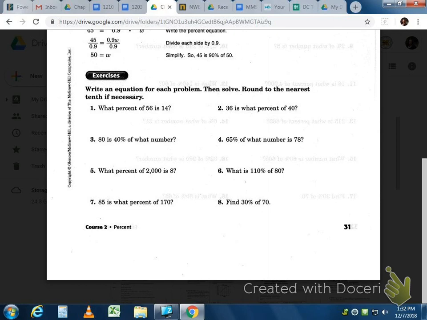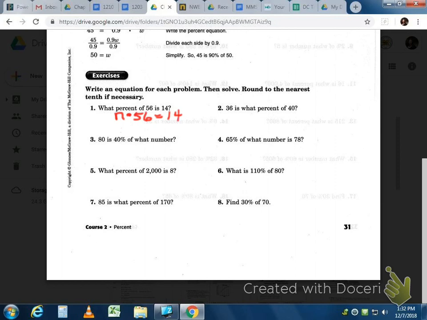So number 1, it says what percent. So I see what. What does it tell us in my little list of 4? What do you put for what? N. What about of? Times. So you can put a dot or a parenthesis. 56, because I see 56. Okay, what about is? Equals 14. Look at that. We've got an equation from that.